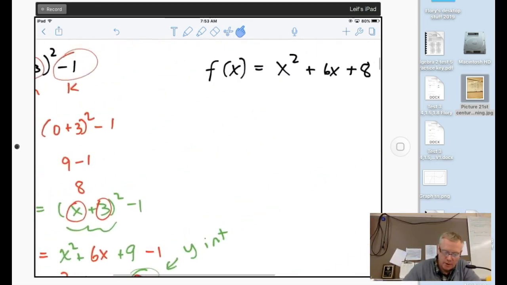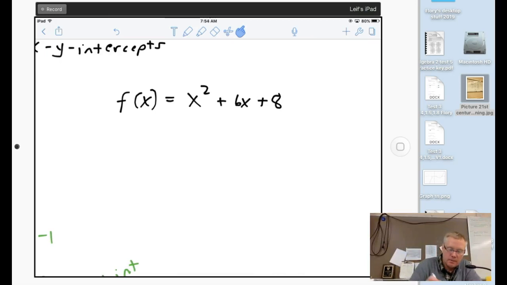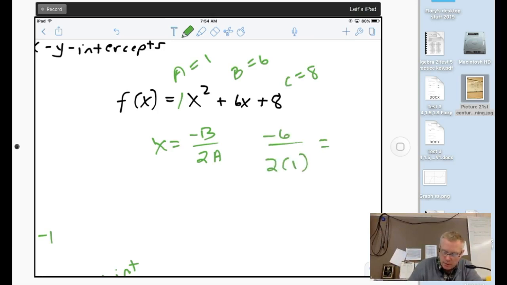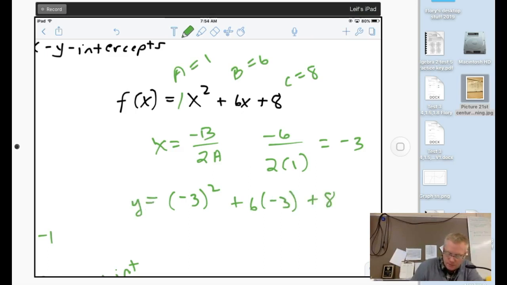Also, one more thing. If I gave you this instead, and you need to find the vertex, I'd go -b over 2a. Remembering a is 1. That's a. B is 6. C is 8. You're not going to use C, but if I go -b over 2a, that's -6 over 2 times 1, which is -3, and then I can plug in the -3 here, and I'll find out what the y-coordinate of the vertex is. So that's 9, that's -18, that's 8.